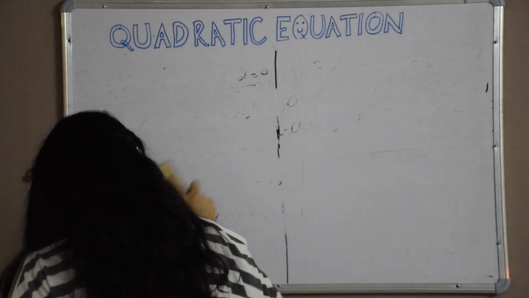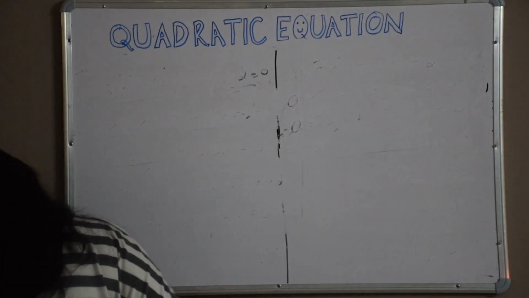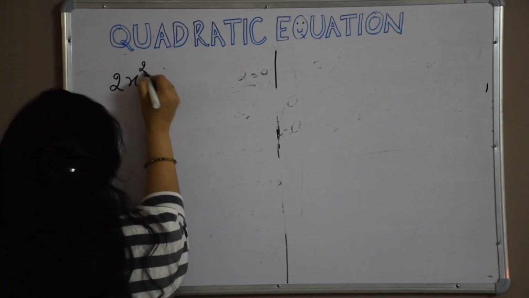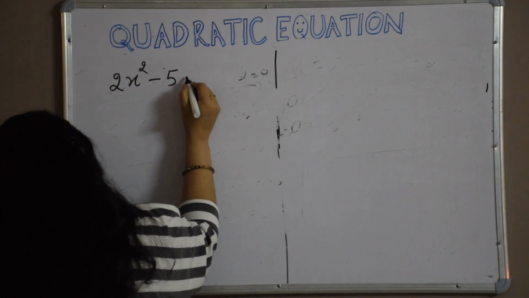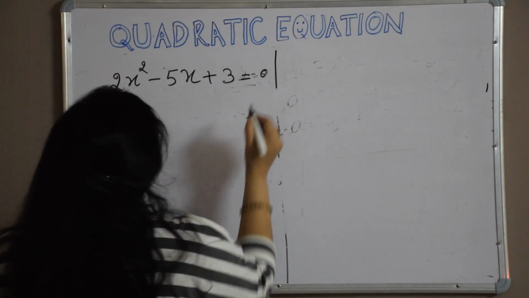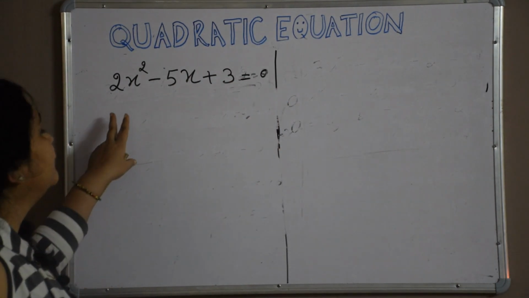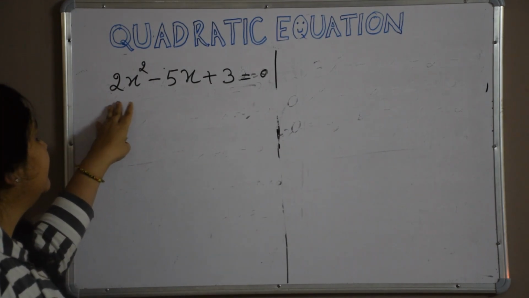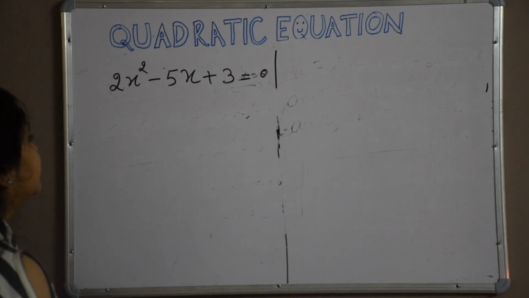So our first example is: factorize the given equation 2x square minus 5x plus 3 equal to 0. We have to find the roots of the given equation by factorization. So first we have to find its factors.